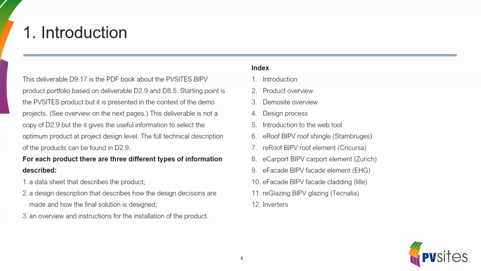Altogether, I have 12 chapters in this book, so the introduction, etc. This page, and then we go to the 6 main products. It's already mentioned by Eduardo, and we have the inverters at the end. And in between, actually, there's something about overview and design process, etc. And next page.